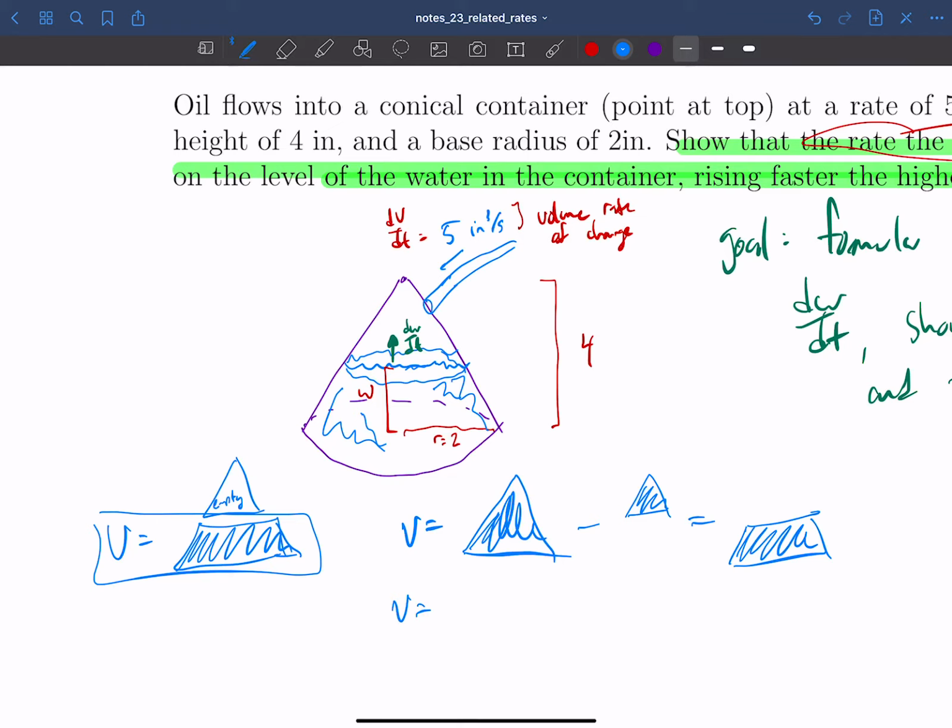So what's the volume of the entire cone? Well, okay, so I've gone and looked up volumes of cones, and I remember that this is 1/3 times pi r squared times h.